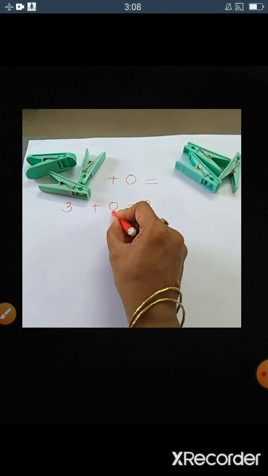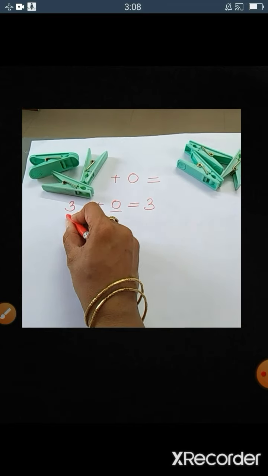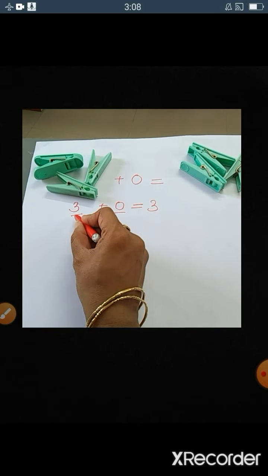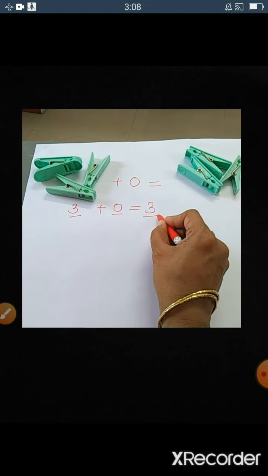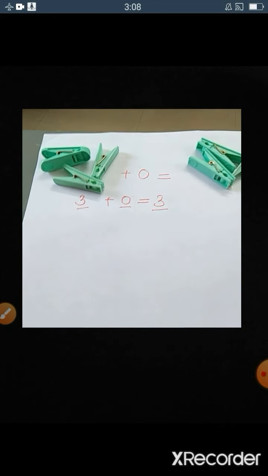So whenever we add 0 to a number, here we added 0 to 3, we are getting the same number again, that is 3.